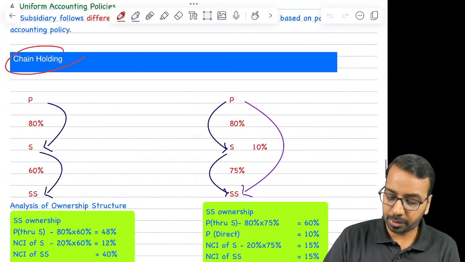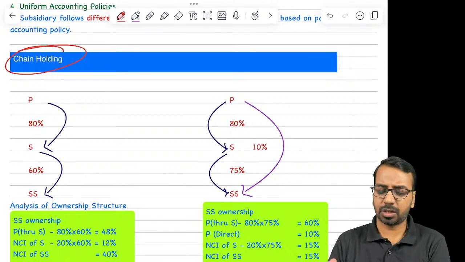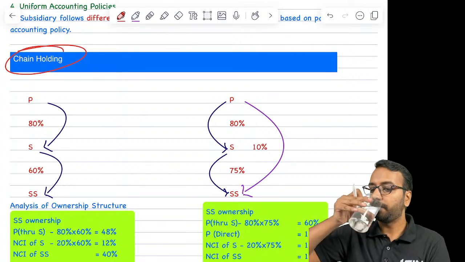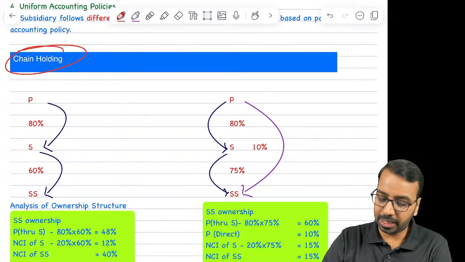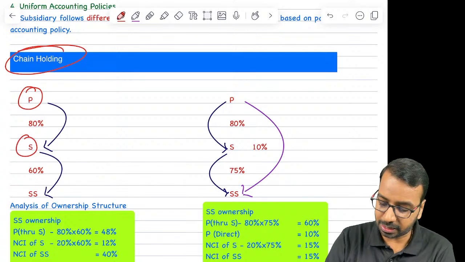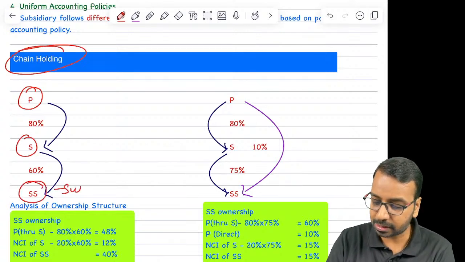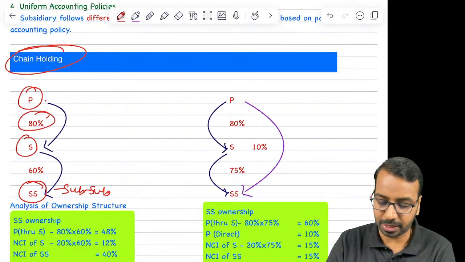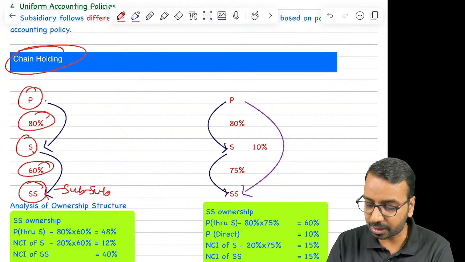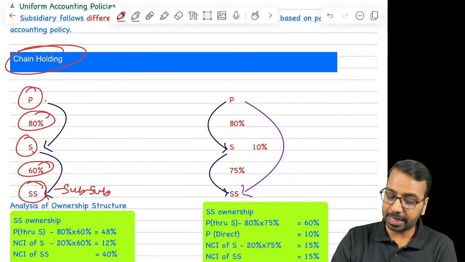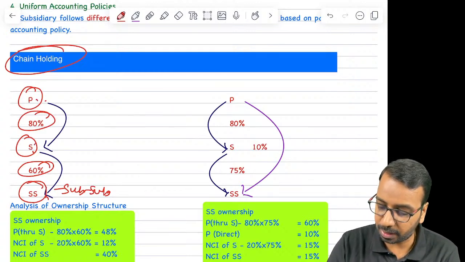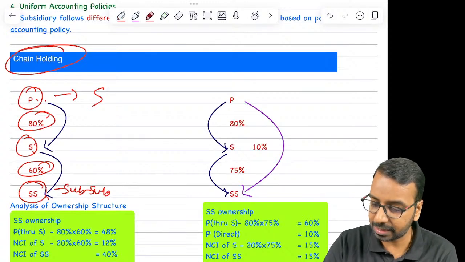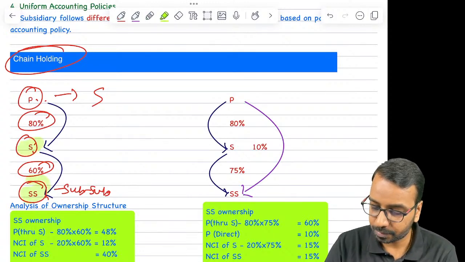Now, coming to the next one, chain holding has not been frequently tested in the examination, but again very important. Chain holding is where you have a parent and a subsidiary, and the subsidiary has another subsidiary which we call a sub-subsidiary. So parent has, let us say, 80% in subsidiary and subsidiary has 60% in sub-subsidiary. Now here what you need to understand is there are two subsidiaries for this P. One is S and one is SS.